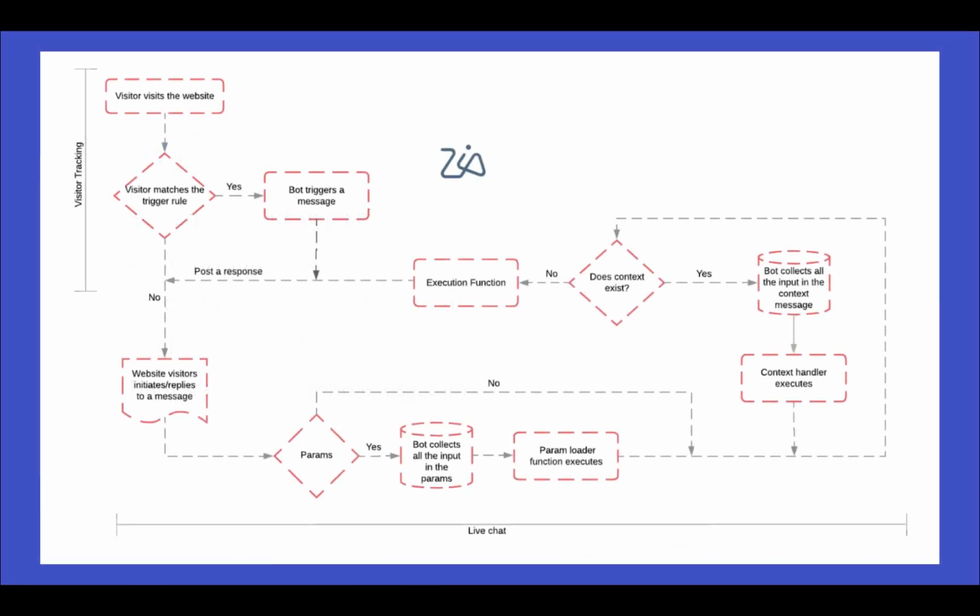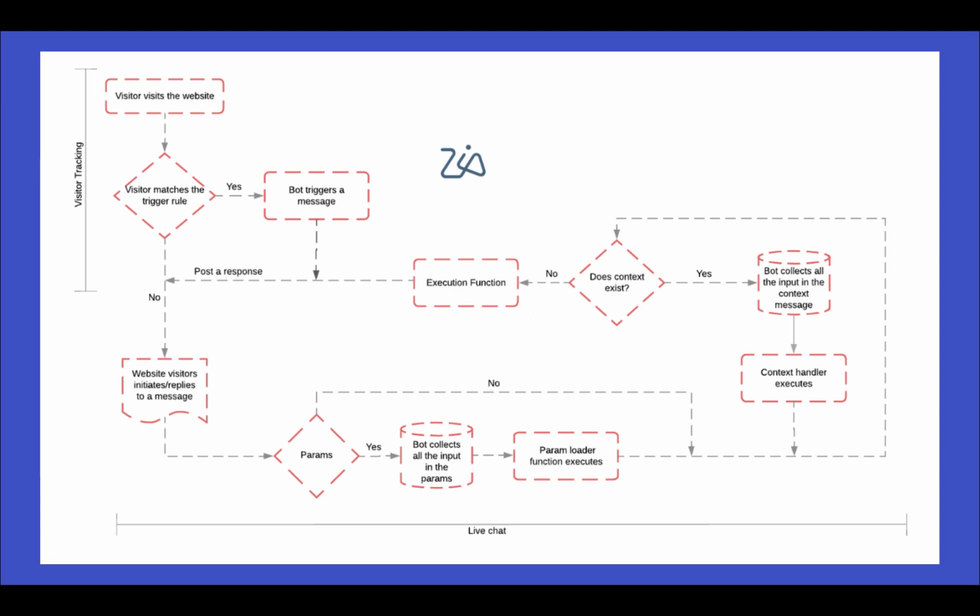So now the working, okay? Once a visitor lands on the website and matches the trigger rules set inside the portal, the Zobot will trigger a message. If the visitor does not match the criteria, it will wait for the visitor to send out a message. So this is pretty much like all of the platforms.